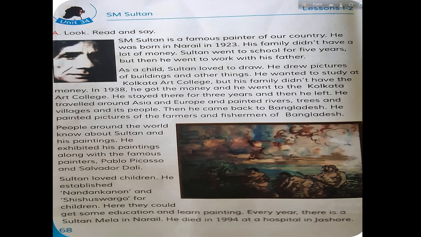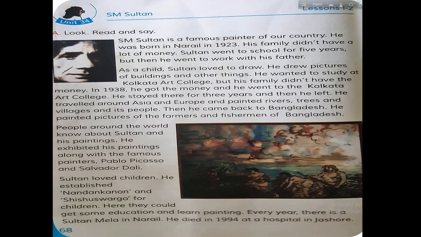He wanted to study at Kolkata Art College, but his family didn't have the money. In 1938, he got the money and he went to the Kolkata Art College. He stayed there for 3 years and then he left. He traveled around Asia and Europe and painted rivers, trees and villages and its people. Then he came back to Bangladesh. He painted pictures of the farmers and fishermen of Bangladesh. People around the world know about SM Sultan and his painting.